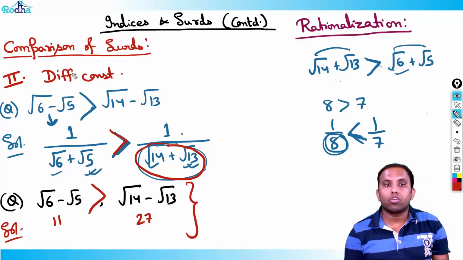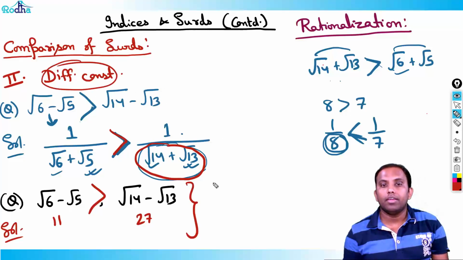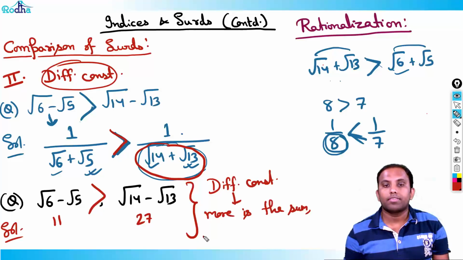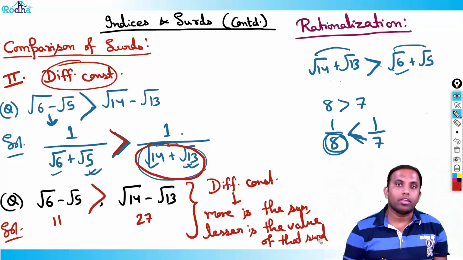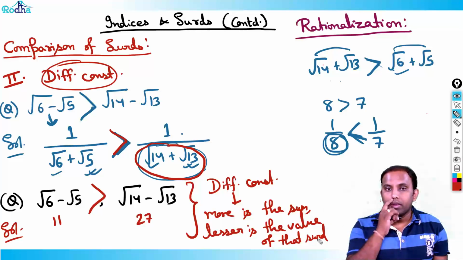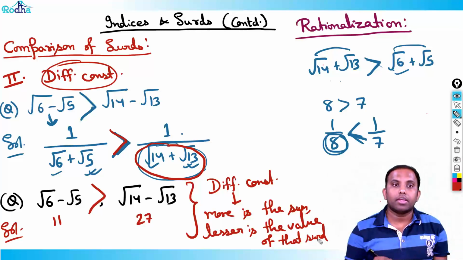What is the logic here? That when the difference is constant, more is the sum, lesser is the value of that surd. So I hope it is clear, right? Any doubt here? I don't think there will be any. So that was a very small example. Let's do a bigger example than this. Difference constant. We'll do one example here.